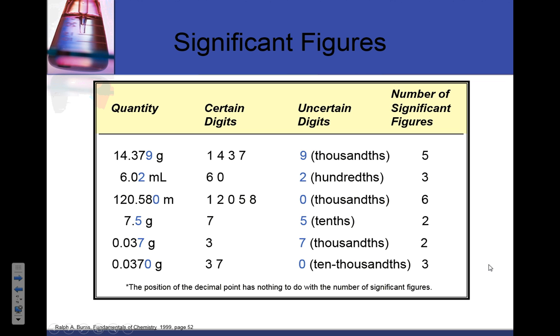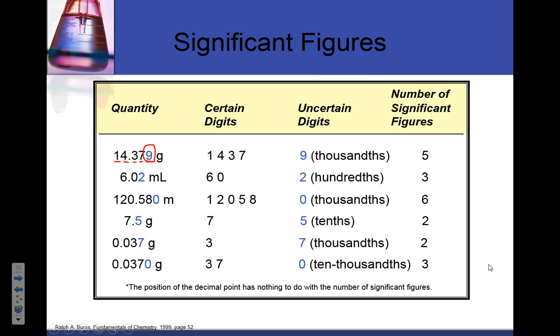Now, let's look at some quantities and which digits are certain and which digits uncertain and how many significant digits we have. So let's just do a quick review of the ideas here. So let's say I have 14.379 grams. By rule number 1, all of these digits are significant because they're all non-zeros. So this would have a total of 5 significant digits. And my uncertain digit would be that 9. That would be my last significant number.